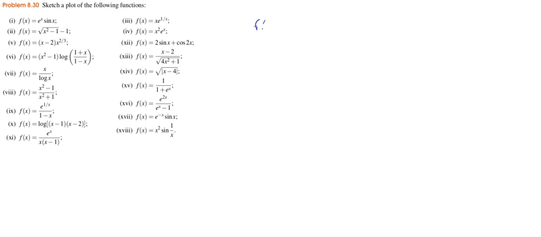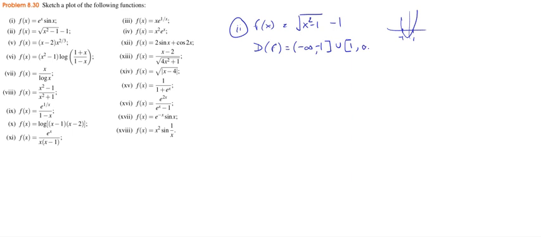Now let's do the second one. f(x) is the square root of x squared minus 1, minus 1. What's the domain of this function? The domain is where x squared minus 1 has to be greater or equal to 0. The x squared minus 1 is this parabola, with roots at -1 and 1. So the domain is minus infinity to -1, and 1 to infinity.